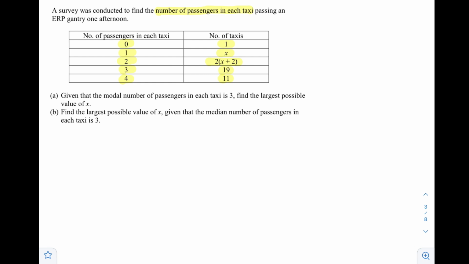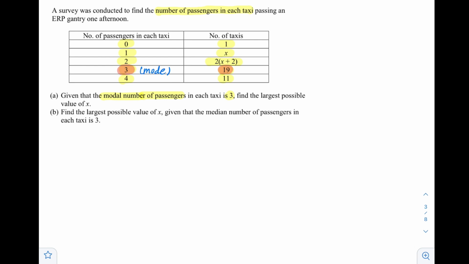The question says that the modal number of passengers in each taxi is 3. In other words, it's telling us that 3 is the most popular number of passengers. We can see that 3 corresponds to a frequency of 19. That means there are 19 taxis with 3 passengers, and this 19 has to be the largest possible number. Then only 3 can be the mode here, because the mode must have the highest frequency. It occurs the most number of times.